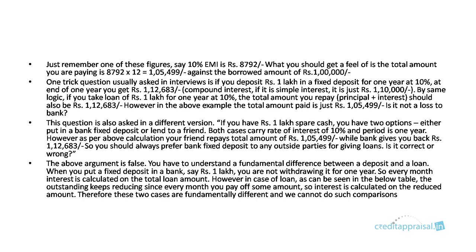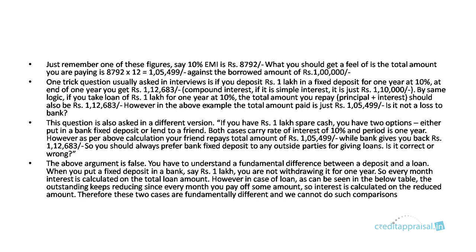The question is also asked in a different version. If you have 1 lakh spare cash, you have two options. Either put it in a bank fixed deposit or lend to a friend. Both cases carry a rate of 10% and the period is 1 year. However, as per the above calculation, your friend repays you a total amount of 1 lakh 5,499, whereas the bank gives you 1 lakh 12,683. So you should always prefer bank fixed deposits to any outside parties for giving loans. Is it correct or not?